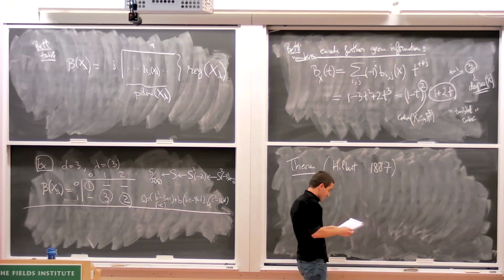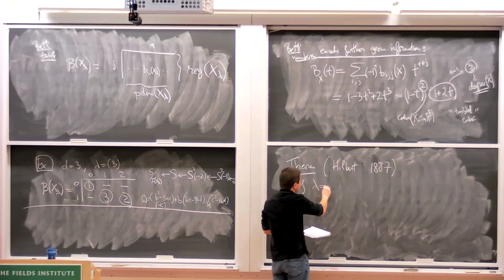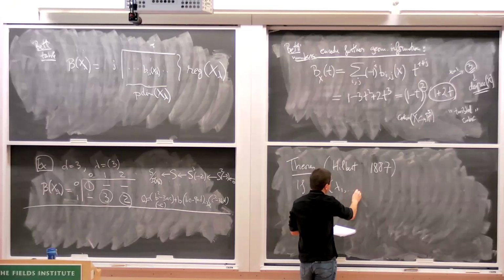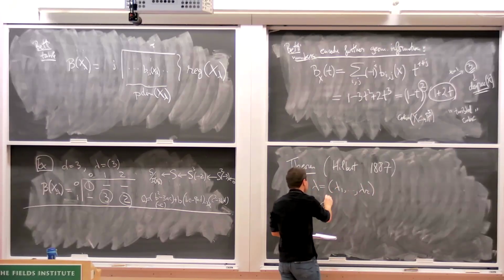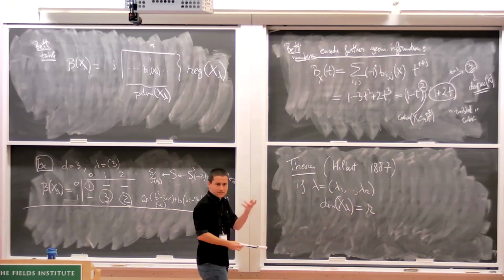This is 87. So what does it say? It says that if we have a partition lambda 1 through lambda r, then the dimension of x lambda is r, of course, because that's the number of degrees of freedom, the number of roots.